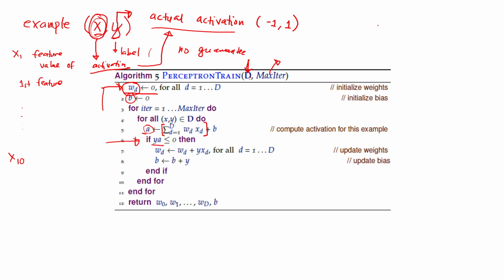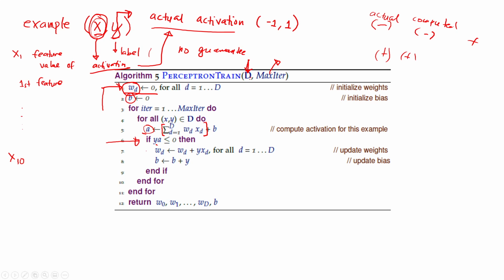So for example, if the actual activation is negative and our computed activation is also negative, then we get a positive result for this one, and positive times positive is also positive. This is just a simple trick to determine whether we got the correct activation or not.